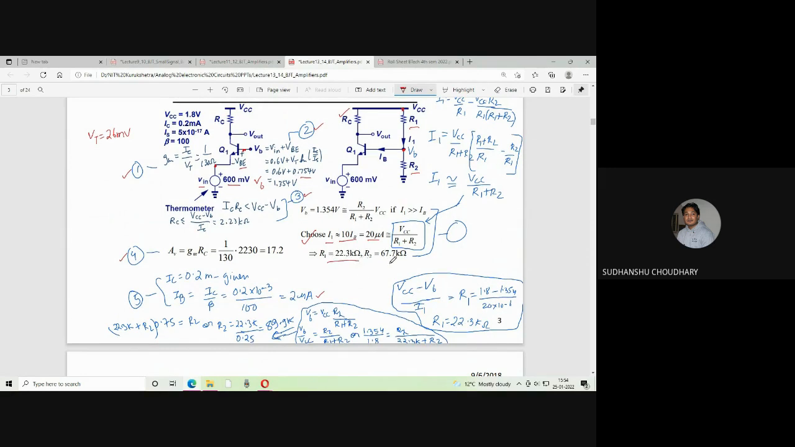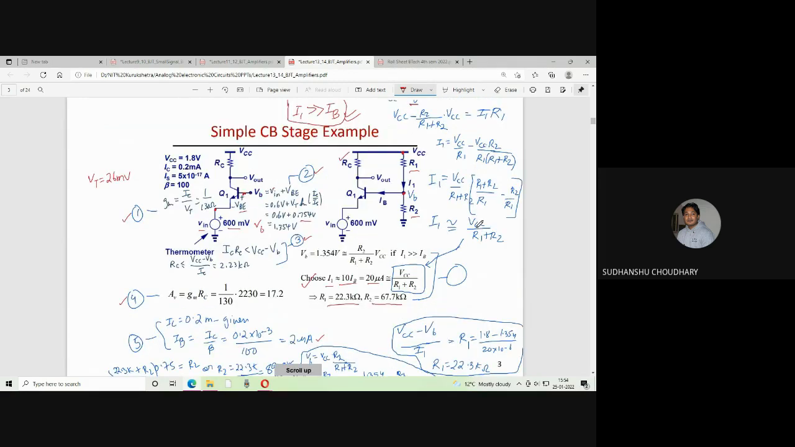Now one can utilize this relation again. I1 is VCC by R1 plus R2. R1 is known, I1 is known, so R2 can be found as 67.7 kilo ohms. So this way one can design this circuit, or any other circuit can be designed. All these values of resistances can be known.